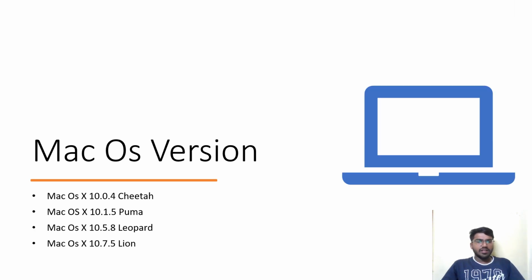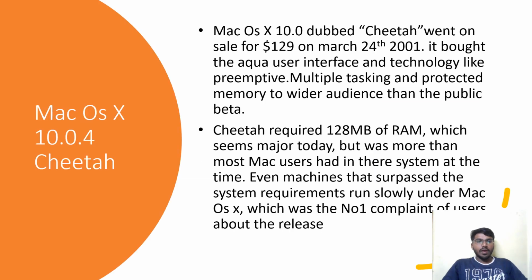macOS versions. There are four types of macOS versions: Mac OS X 10.0.4 Cheetah, Mac OS X 10.1.5 Puma, Mac OS X 10.5.8 Leopard, Mac OS X 10.7.5 Lion. Mac OS X 10.0.4 Cheetah. Mac OS X 10.0 was dubbed Cheetah and went on sale for $129 on March 24, 2001.